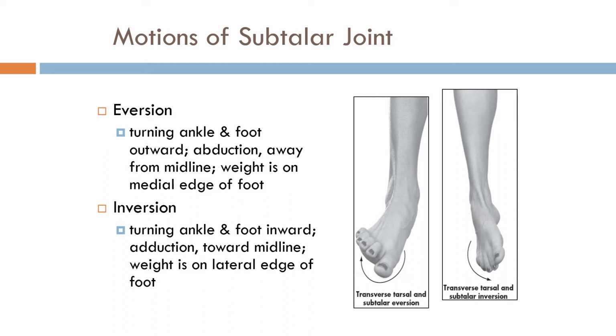Now, the motions of inversion and eversion actually don't occur at the actual ankle joint, okay? You'll sometimes hear them referred to as ankle motions, and certainly there's movement that's taking place at the ankle. But in reality, both of these motions actually occur at the subtalar joint. They occur at that joint that exists underneath the talus, between the talus and the calcaneus.